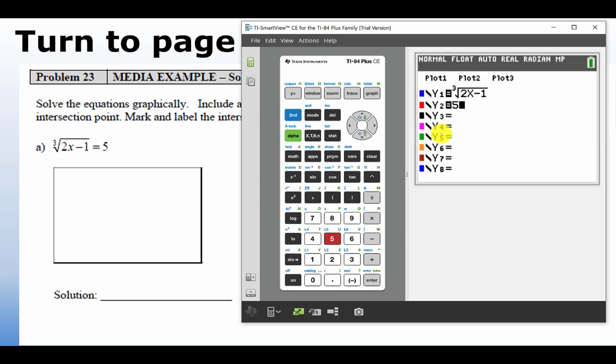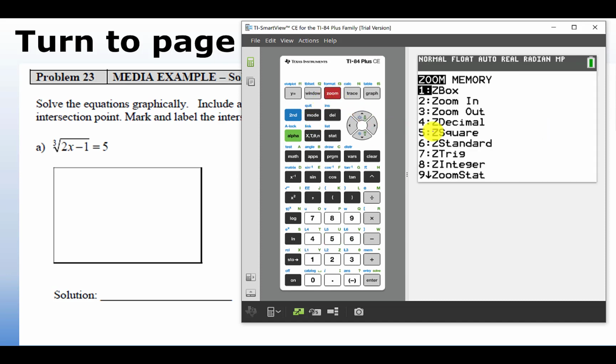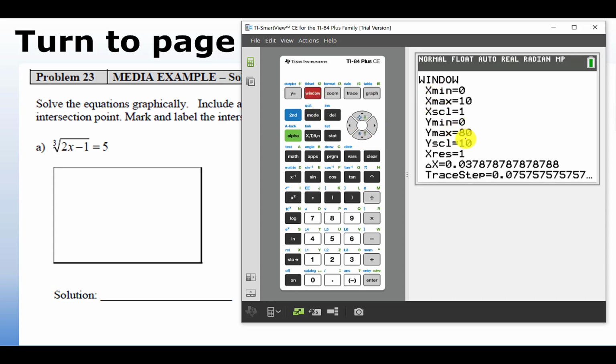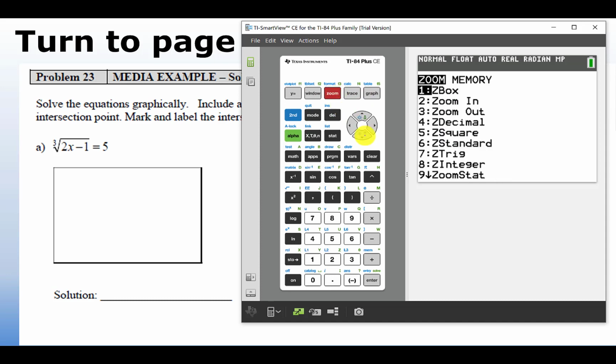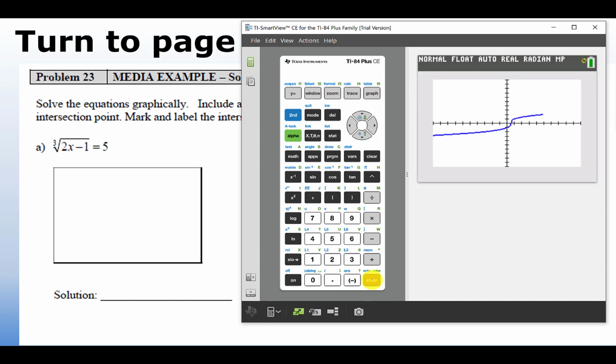Okay, now y equals 5. That's going to cut across horizontally at 5, which is definitely in between 10 and negative 10. So maybe the standard window will be okay. So let's go down to number 6. Because you remember, I have a kind of a crazy window from before, so I don't want to retype everything. I'm just going to do the standard window, and it will recalculate the window. Okay, so there is the cube root curve.